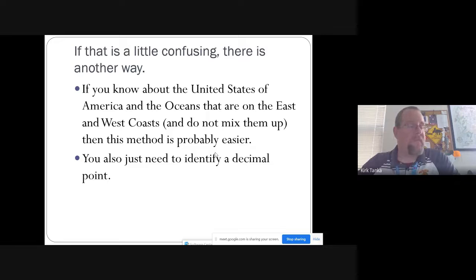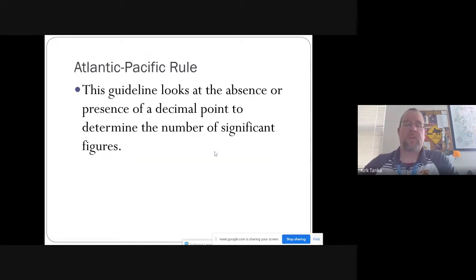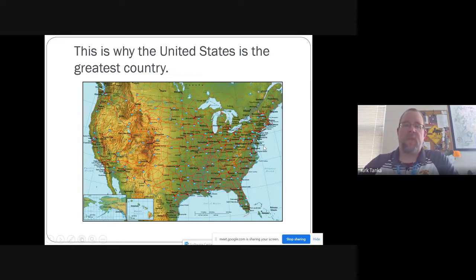So you might find that confusing. So if you do, this is a better way. This is like an easier way. The thing you have to know is you have to know a map of the United States, and you have to know which oceans are on the East Coast and the West Coast. And then you have to also be able to identify a decimal point. So it's called the Atlantic Pacific Rule. It looks at the absence or the presence of a decimal point to determine the number of significant figures. So this is why the United States is the greatest country, because it works for the United States. It does not work for necessarily other countries.